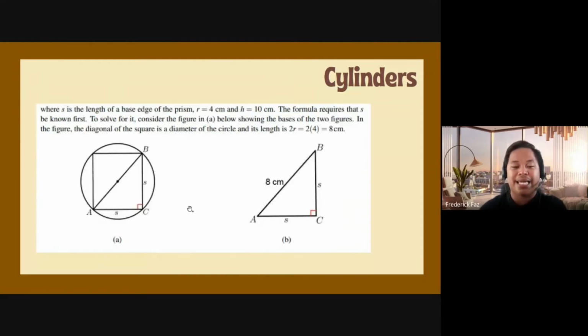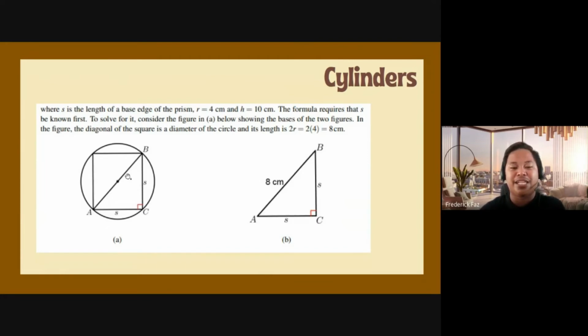Ito po yung ating given. So let us first, where S is the length of the base edge of the prism, so R is equal to 4 centimeters. And H is equal to 10 centimeters. The formula requires that S be known first. So we need to find the length of the side of this square prism po. Yung side po ng base.